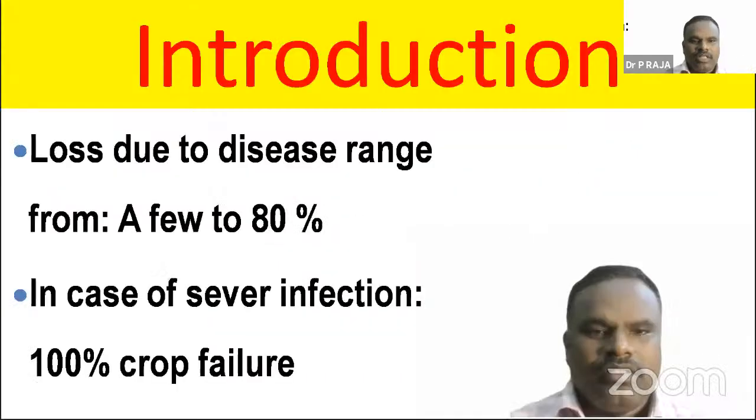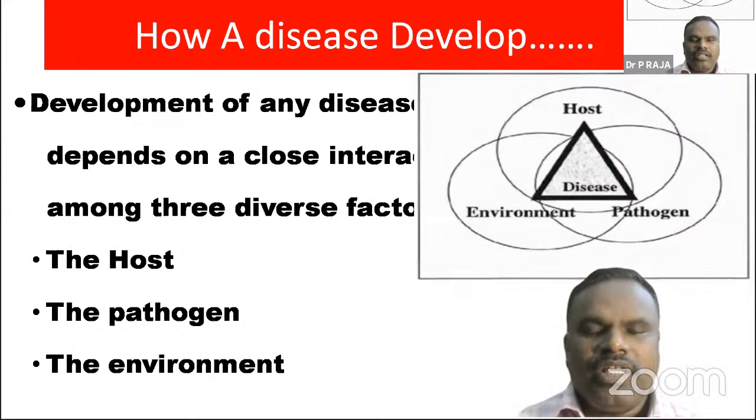in nursery and the trees. So if you look into the losses caused by this pathogen, the losses due to the diseases range from a few percent to 80%. And in case of a severe infection, there is 100% crop failure. And you know how this disease develops.